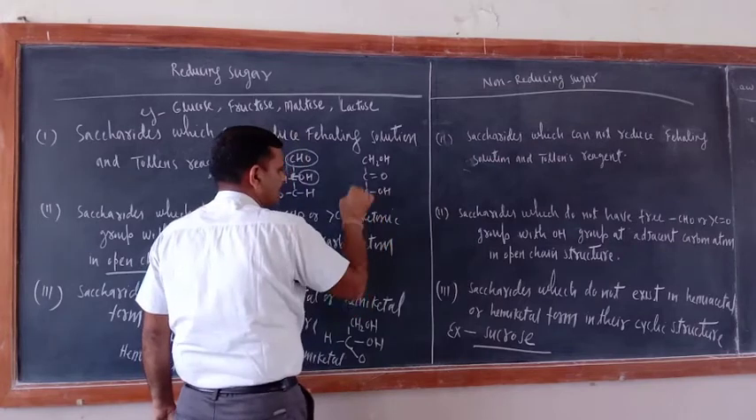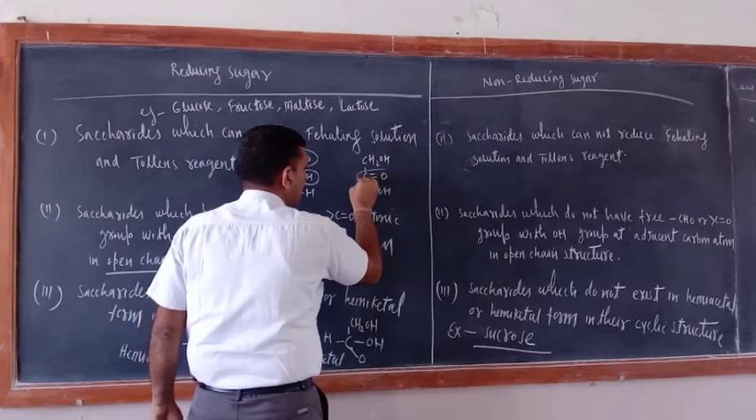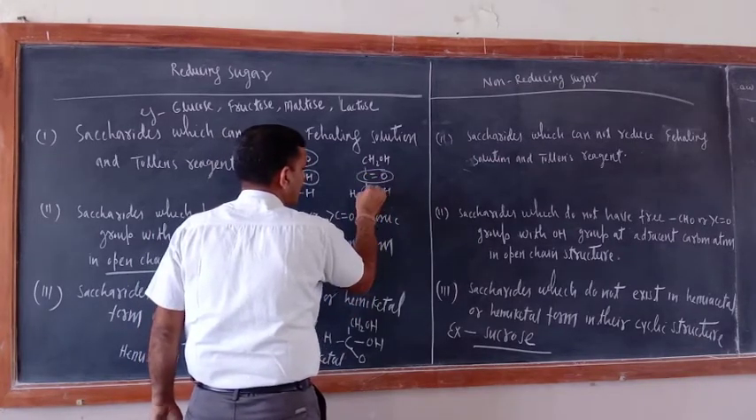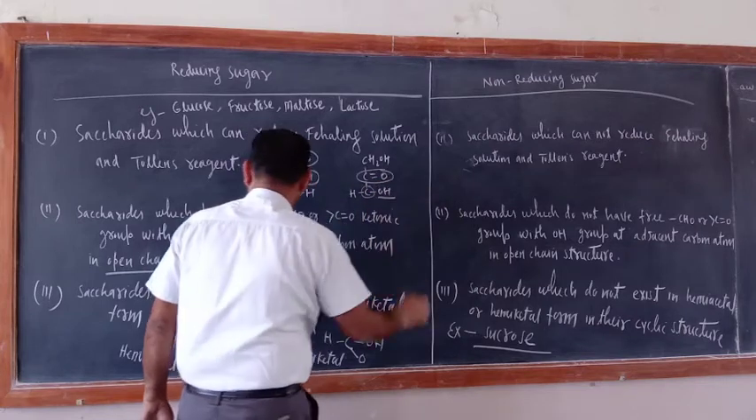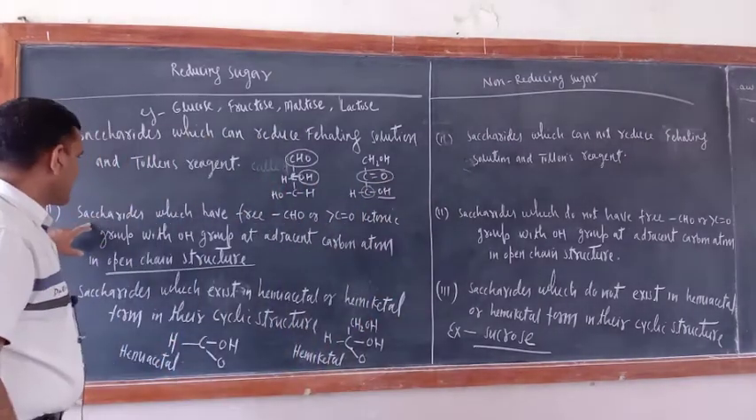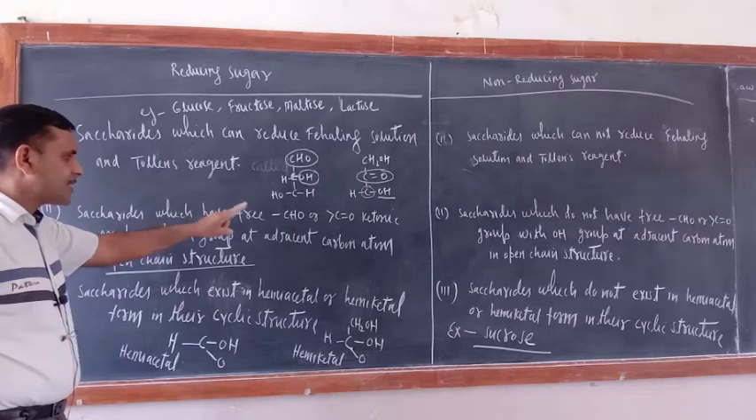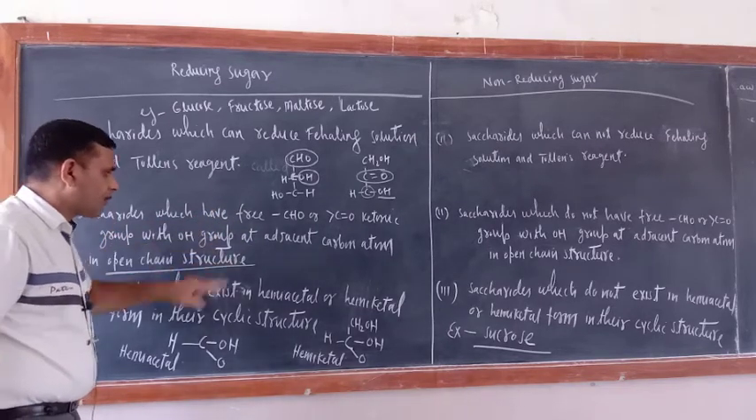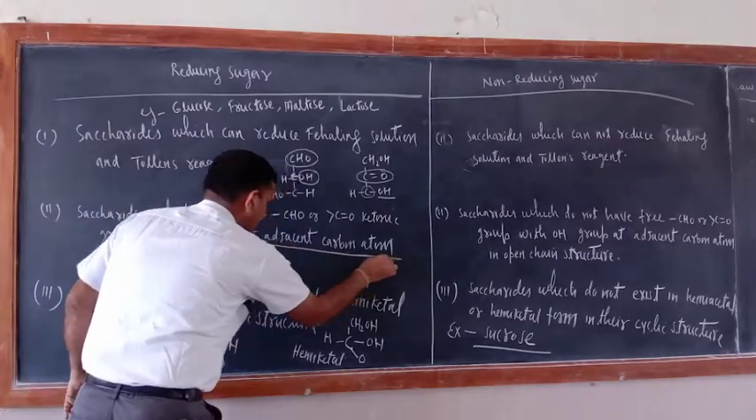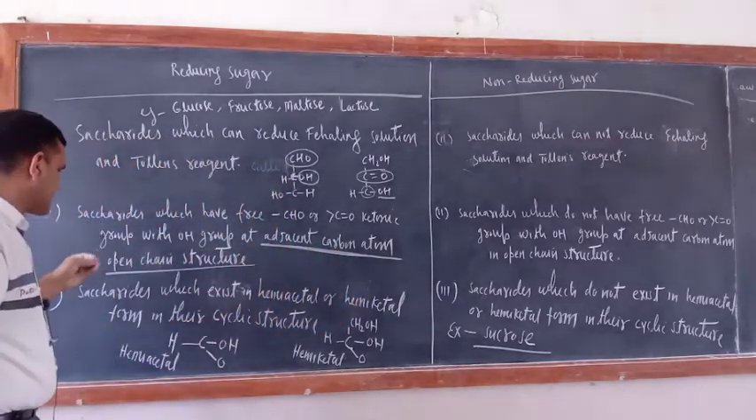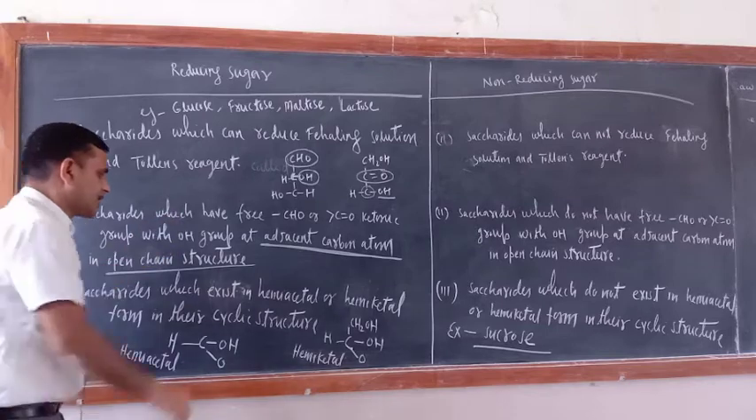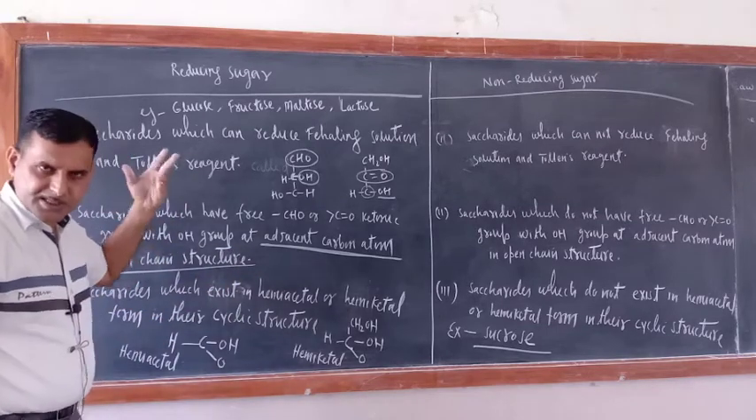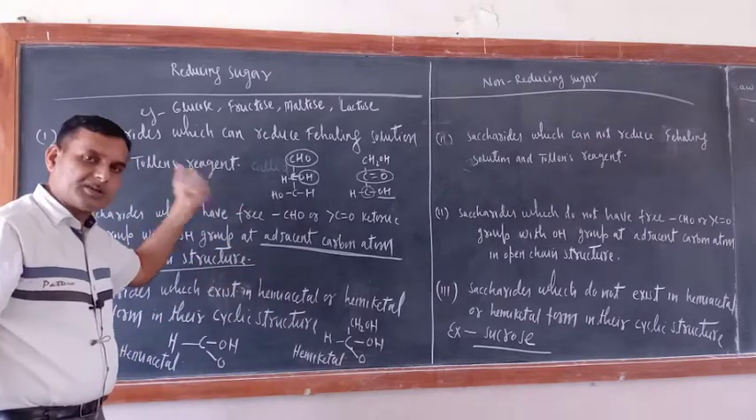Now try to understand here. This is the ketonic group. This is the adjacent carbon atom. Here the OH group is there. Correct or not? So just see, saccharides which have a free CHO or a free ketonic group with an OH group at the adjacent carbon atom in the open chain structure are reducing.